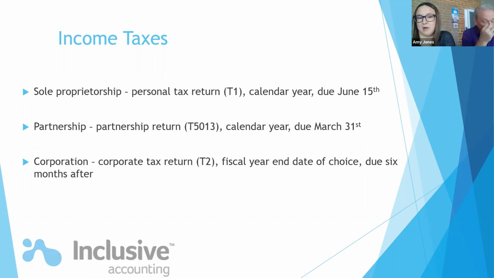For your partnership, all the income flows into the partnership, and then it gets allocated out between the partners through a T5013. It is done based on a calendar year, and it's due by March 31st of every year. Then that partnership income will get included on your personal tax return, which is due by April 30th.